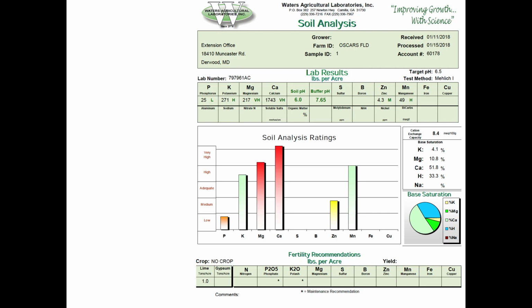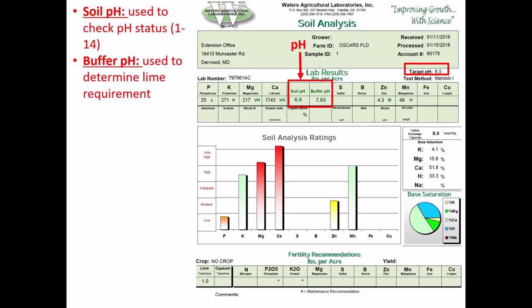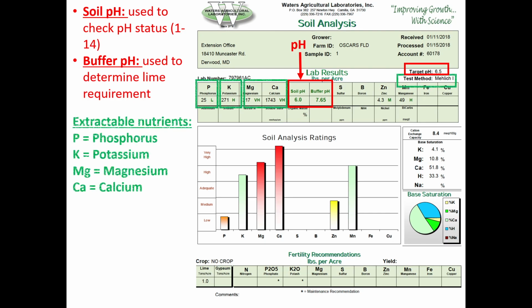Now look at another report. This is from Waters, and actually, pretty good, right? You've got a nice graph, a lot of information here. So let's dismantle this. Again, you've got soil pH here, and then you've got buffer pH. And remember the difference between those two. Buffer pH is used to calculate the lime requirement, right? Not for any other purpose. And in this case, their target pH in this field for that crop is 6.5. So that was the goal here.